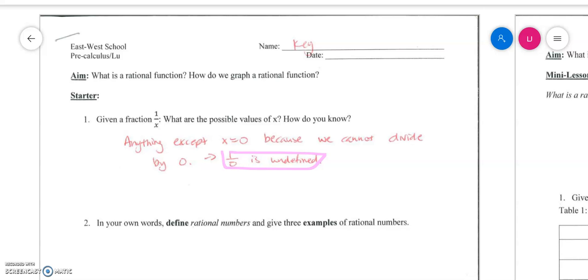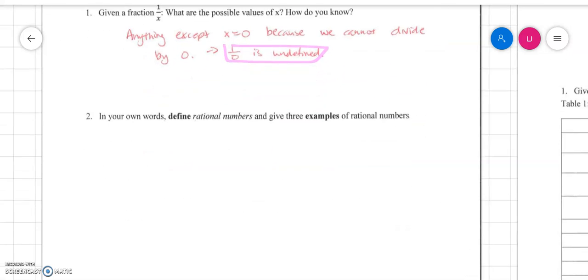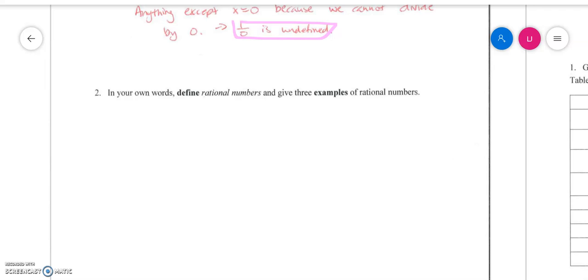All right, the next question I want to go over is number 2 of the starter. What is a rational number? Give a definition and give 3 examples. Some of you put things like, a rational number is a number that can be turned into a fraction, or it's a decimal that has a repeating pattern. These are both true, but I'm going to give you the official definition of a rational number. I would like you to have this in your packets, so please write it down.